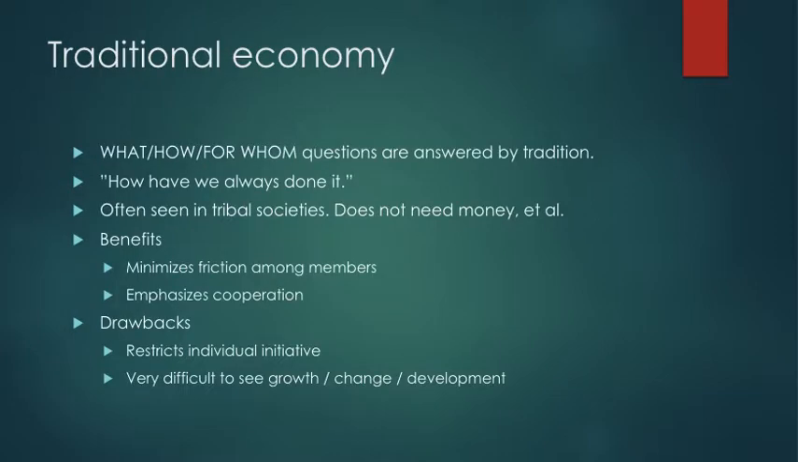So the traditional economy, basically in an economic system, what we're doing is we're answering the questions: what to produce, how to produce it, and for whom should we produce it. And so an economic system is essentially trying to determine what are the answers to those three questions, as well as how do we allocate land, labor, and capital.